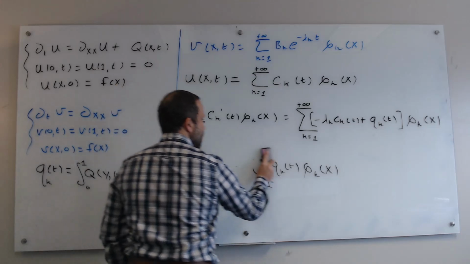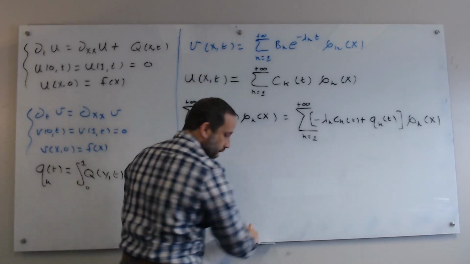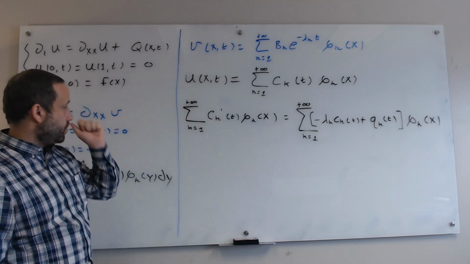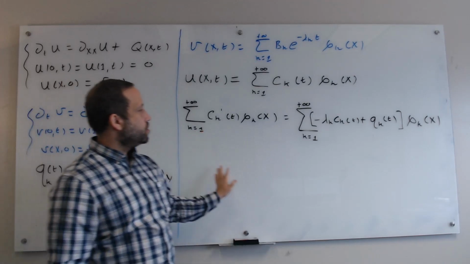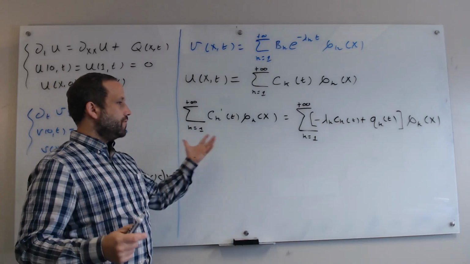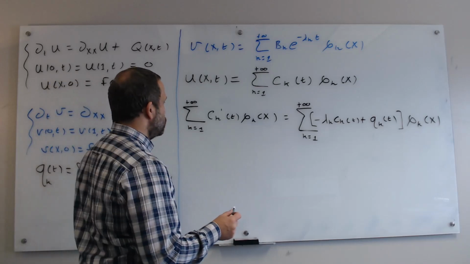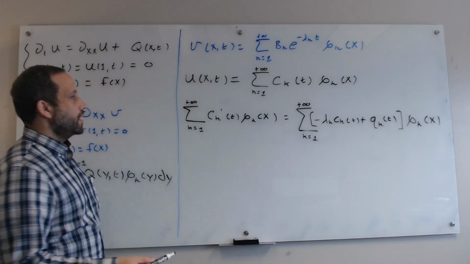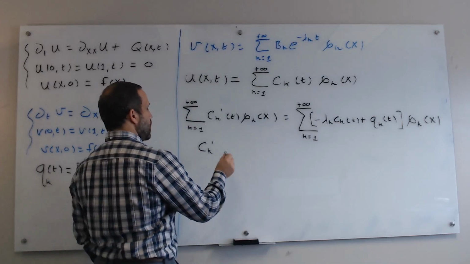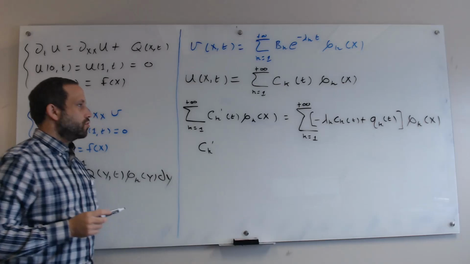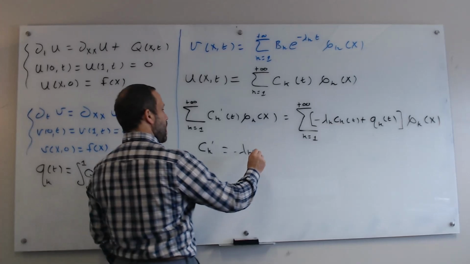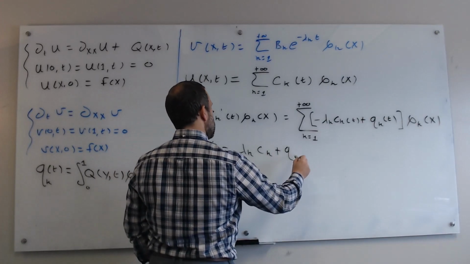Okay, so now we're saying these two things are equal to each other. If u is a solution to the PDE, these two things have to be equal to each other. Well, given the linear independence of the phi_k's, the only way these two things can be equal is if the corresponding coefficients are equal to each other. In other words, c_k prime, and these are all functions of t, so this differentiation is with respect to t, c_k prime is equal to minus lambda_k c_k plus q_k.